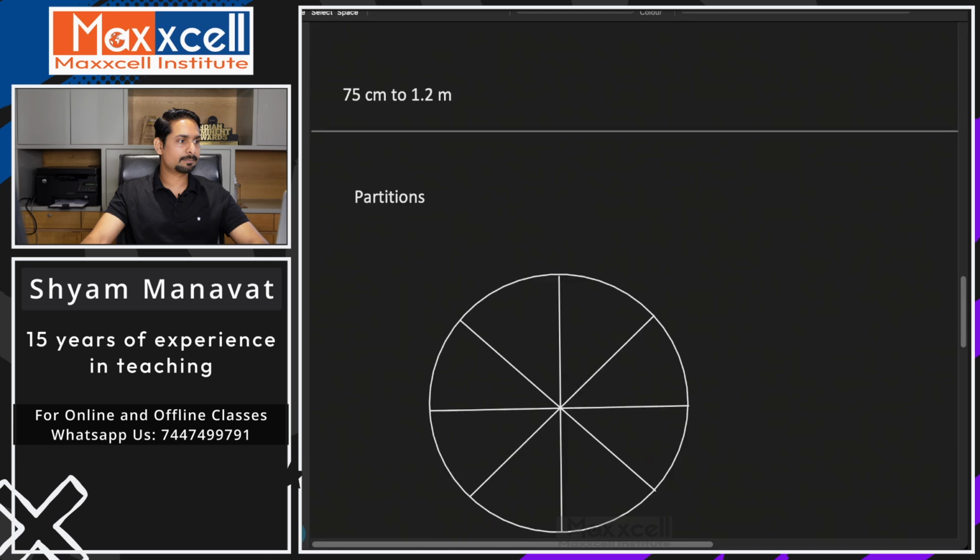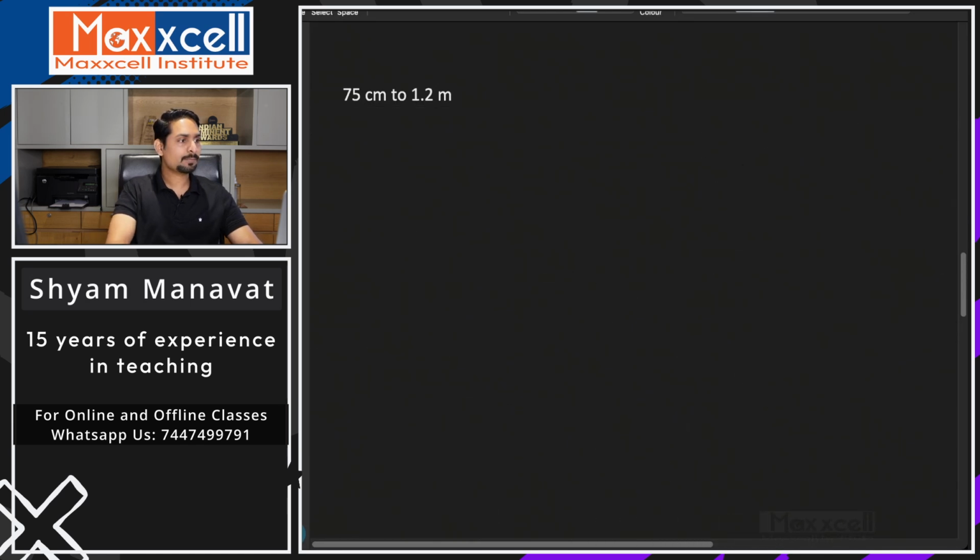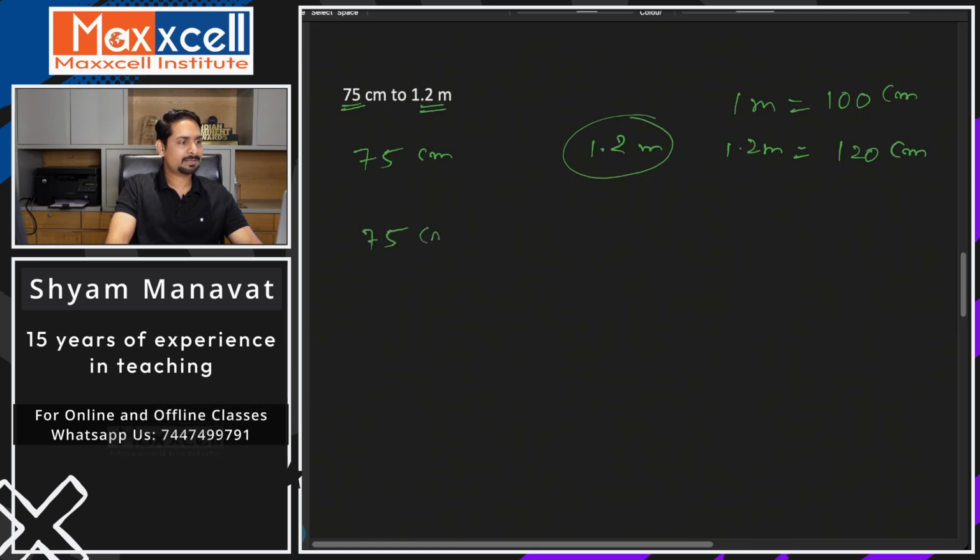Similarly, the next combination is 75 centimeter and 1.2 meters. So first of all, we need to make the units the same. So tell me, 1 meter equals how many centimeters? Yes, that is 100 centimeters. So 1.2 meters will get you 120 centimeters, right? So you have 75 centimeter is to 120 centimeter.